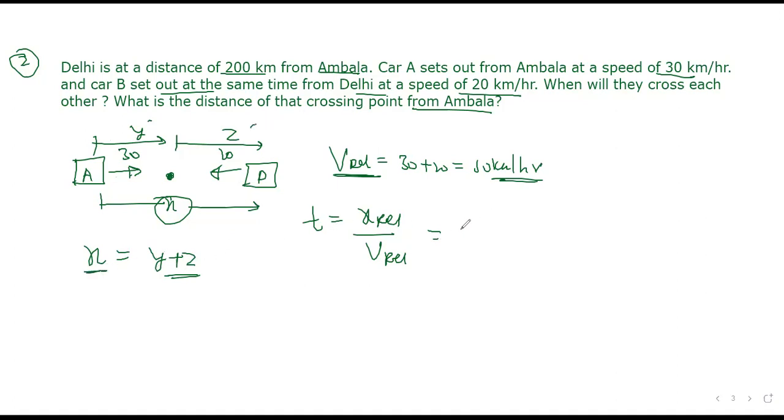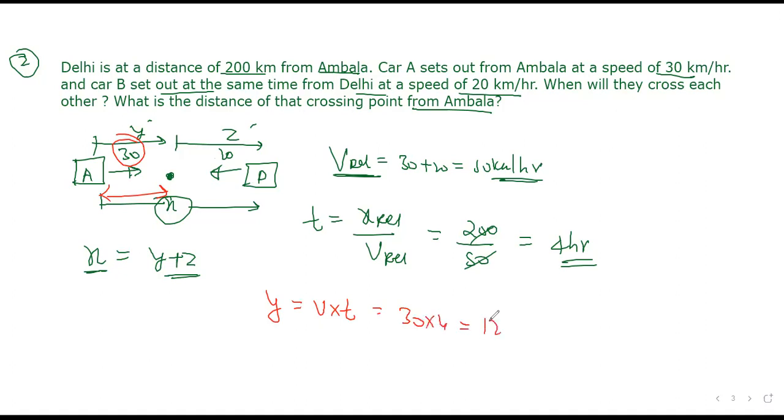Correct. So the total distance is already given to us. 200 kilometers is given. Relative velocity is 50. So it's coming to 4 hours, meaning these two cars will meet after 4 hours. They're asking what is the distance from Ambala city where we'll meet. What is this distance? y. So distance is velocity into time, the velocity of this car, 30, into time, 4. What is the answer? 120 kilometers. So at a distance of 120 kilometers from Ambala city, these two cars will meet.